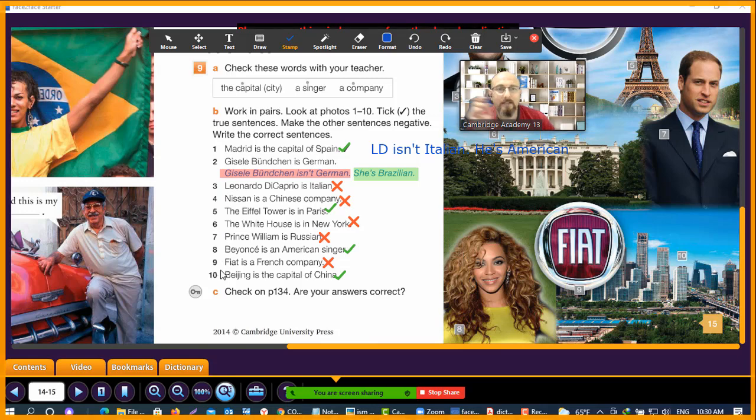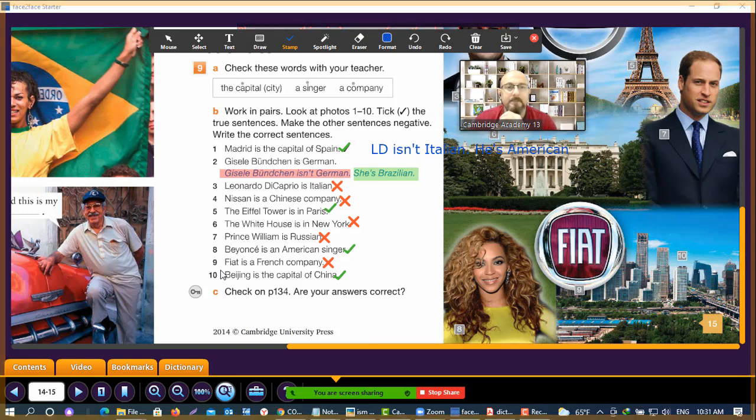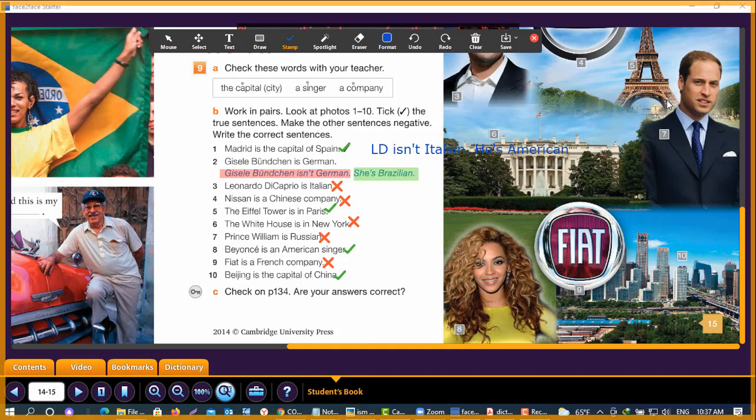So we have here numbers 4, 6, 7, and 9. Negative, and after that, true information. Are you finished, guys? Okay, so let's check the answers together.